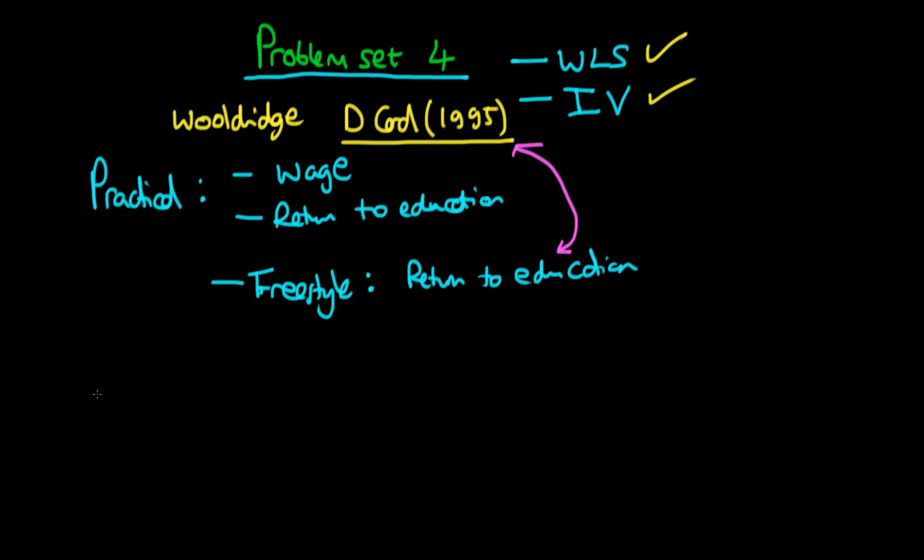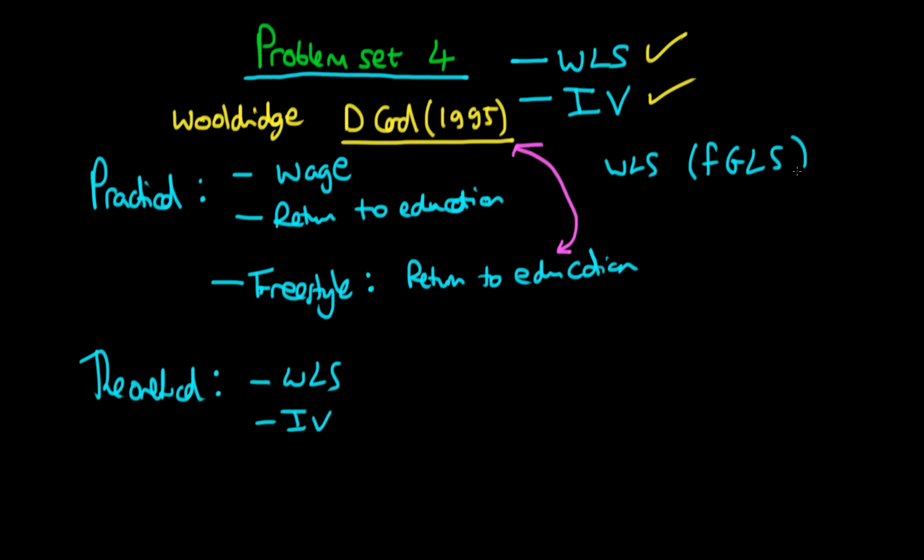As with all the problem sets, there's also a theoretical element here, which is going to be looking again at weighted least squares and IV estimation. I should mention here in this practical element, even though we're going to be estimating weighted least squares models, technically they fall under the category of feasible generalized least squares models because we don't actually know the exact weighting beforehand. We actually have to estimate it because we don't actually know explicitly the form of the heteroscedasticity which is present.